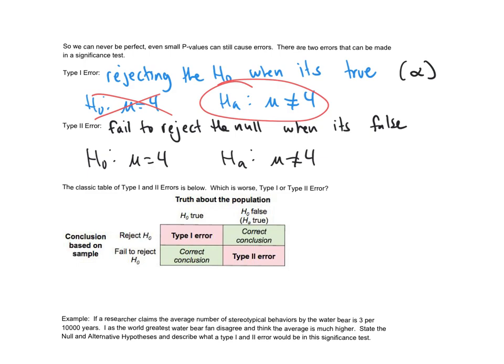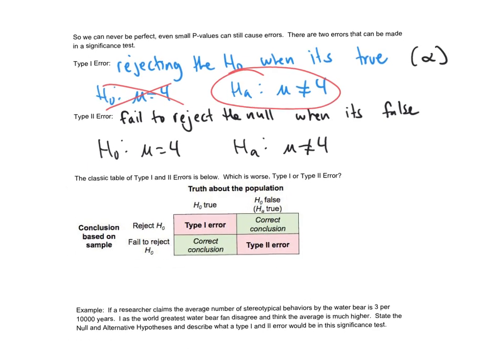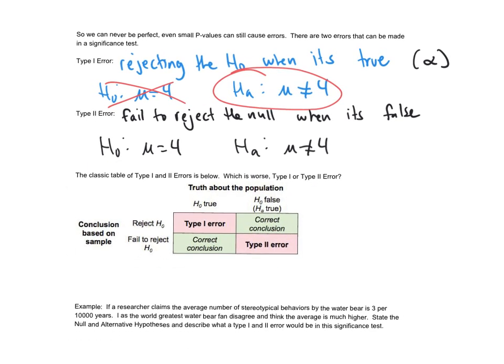So here's a pretty famous little chart that summarizes it. If the null truly is true, and we say it's false, if we reject it, that's called a type 1 error. We shouldn't do that. If the null is true, we should fail to reject it. That's correct. We shouldn't say it's false, because all you can do is say the null is false, or we can't show it's false. So if it's true, I shouldn't say it's false.